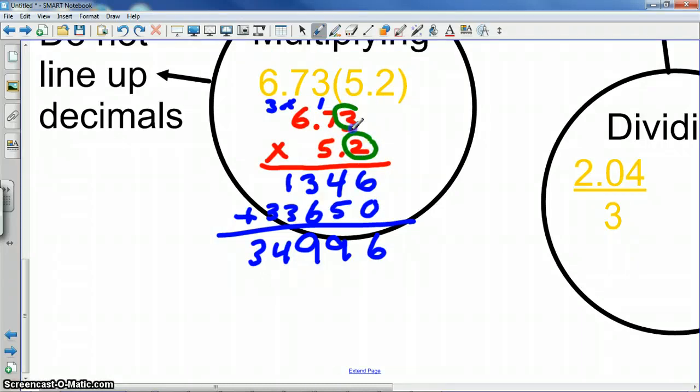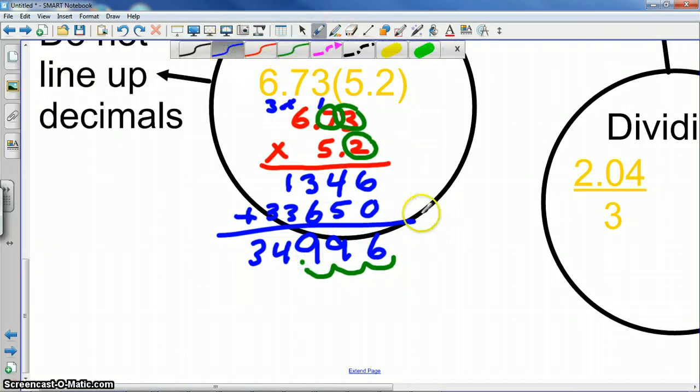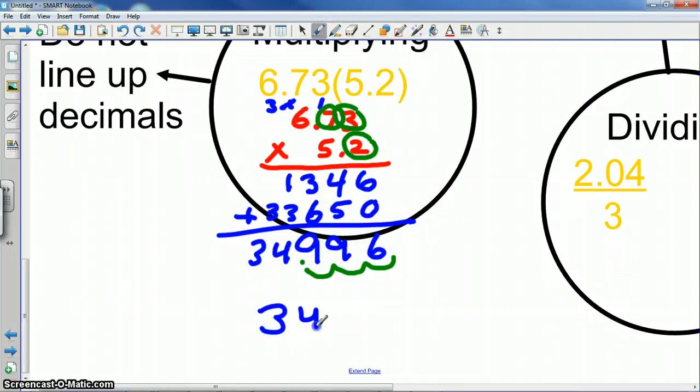In the top, we have 1, 2 in the top product. So that's a total of 3 numbers that come after decimals. So I'm going to go to the end here, count over 1, 2, 3, and put the decimal right there. So when we're done with that, the actual answer is going to be 34 and 996 thousandths.